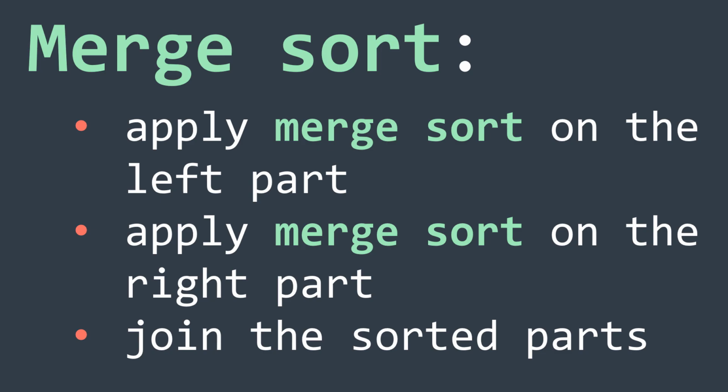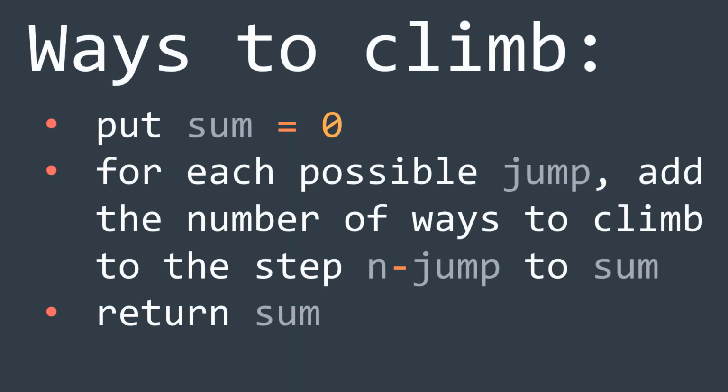Second example, ways to climb stairs. To find the number of ways to climb n stairs, we have to get the sum of ways to climb to all the steps that can reach the last step. Again here, we divided the problem into multiple subproblems of the same type. It's more intuitive to use recursion.